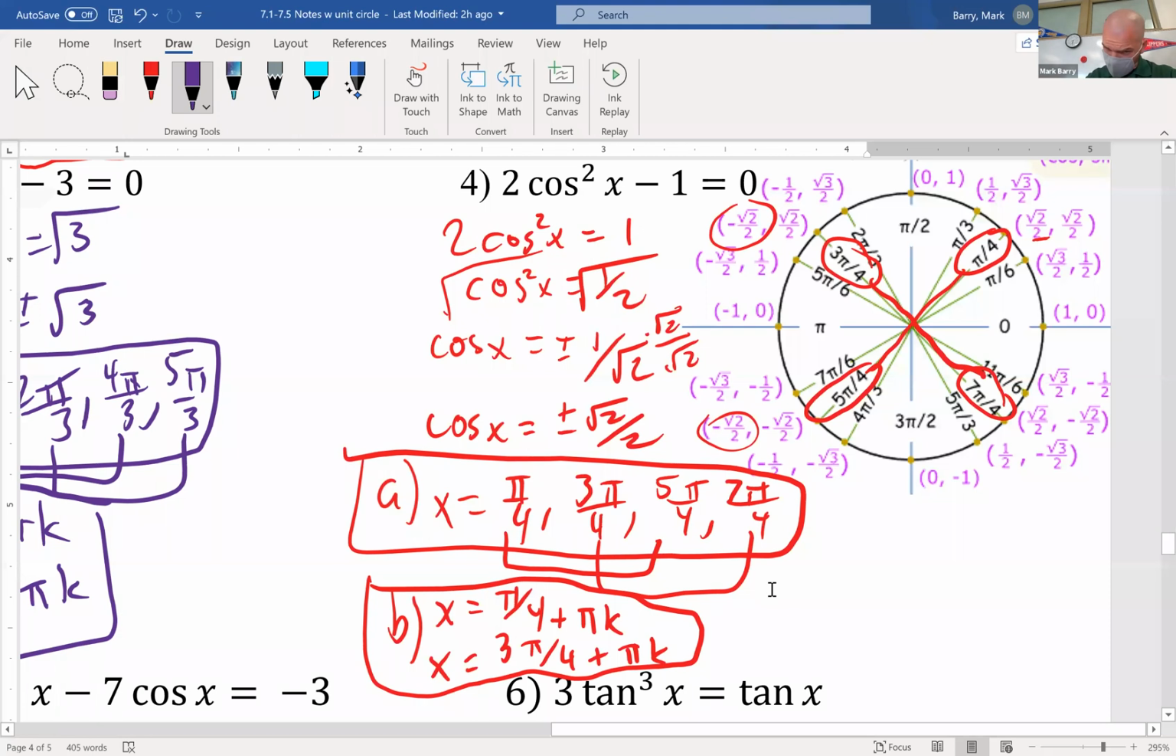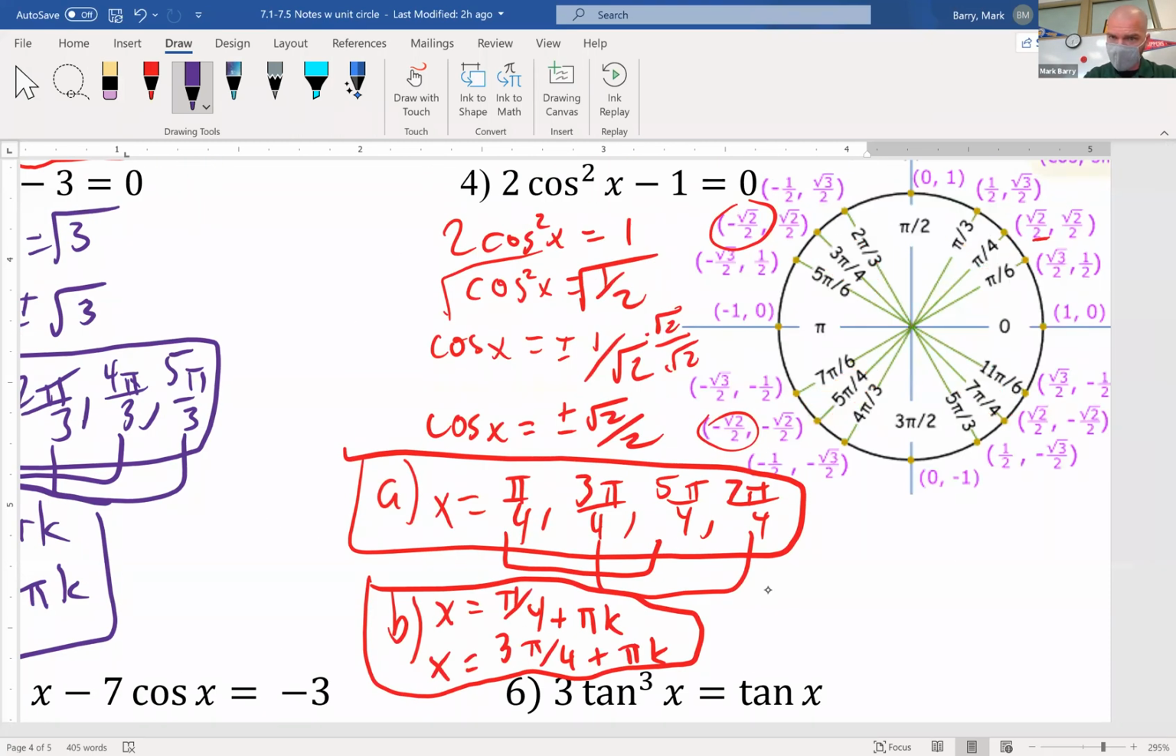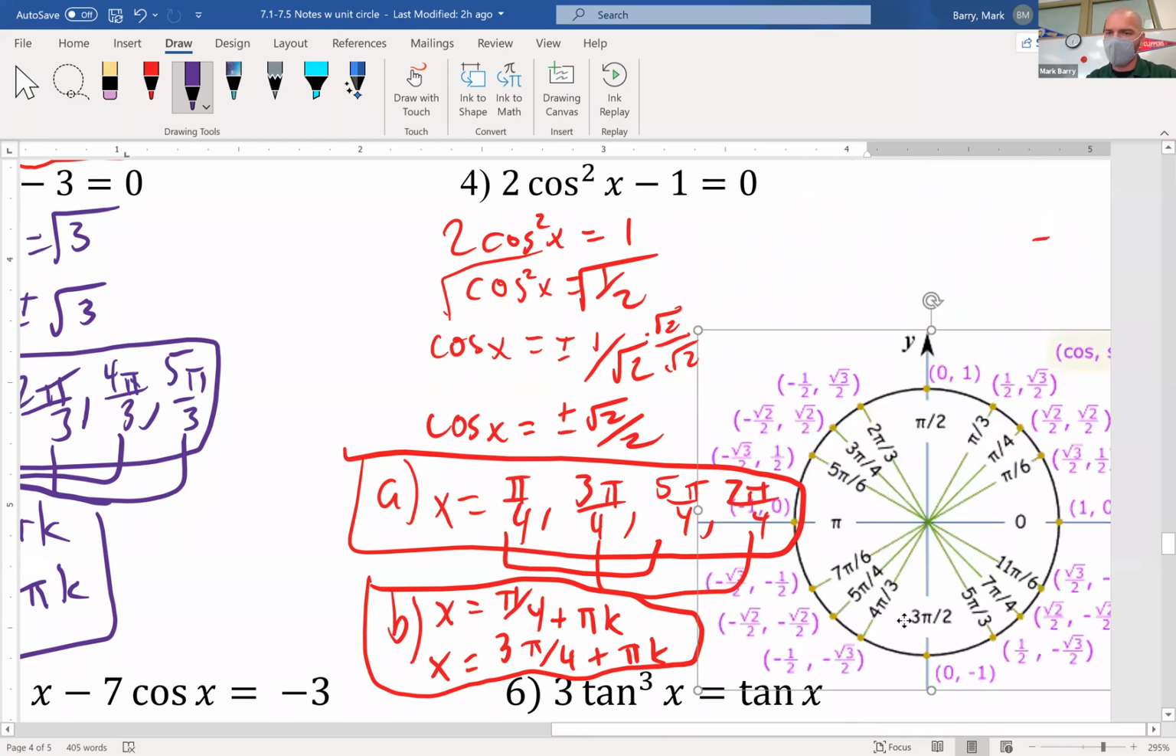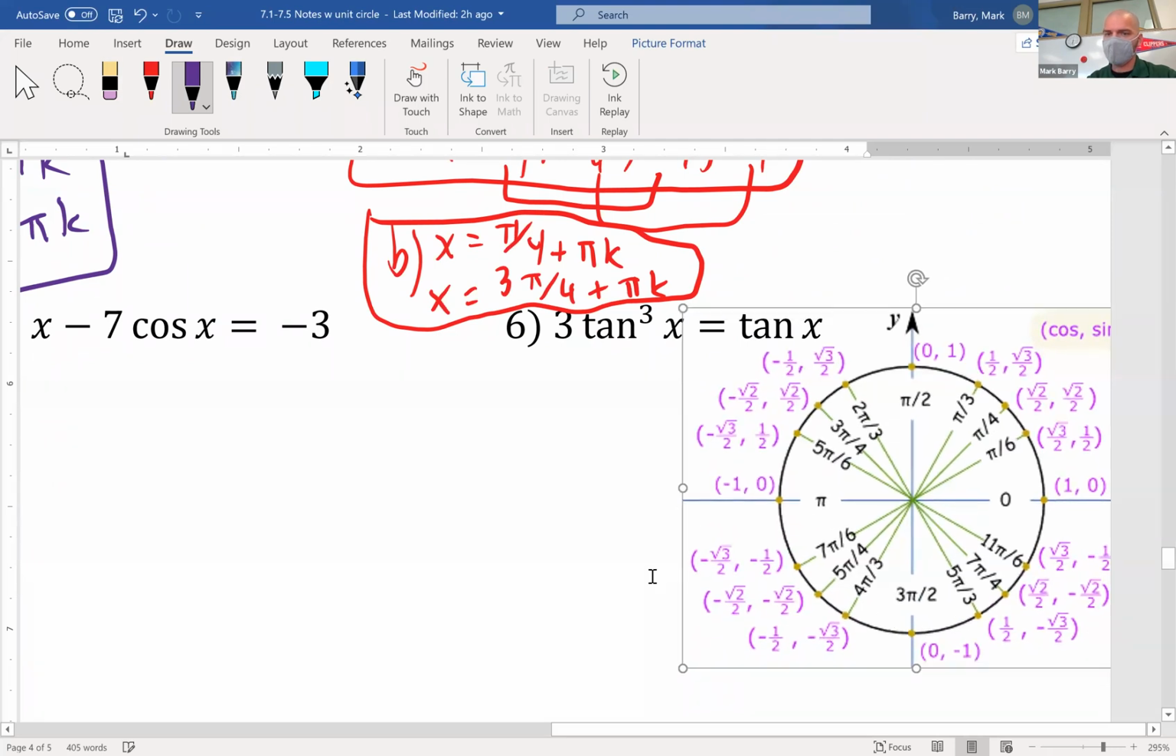All right, let's actually jump ahead to number 6 here. Go ahead and bring my unit circle with me. We'll see how far we get here. We might not be able to finish number 6, but we'll go ahead and start it.